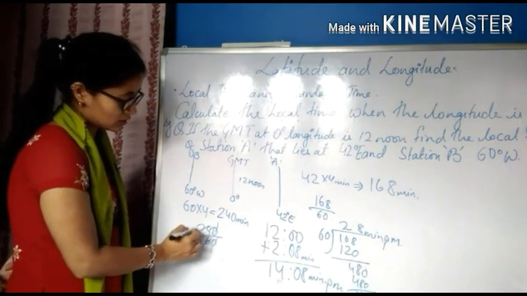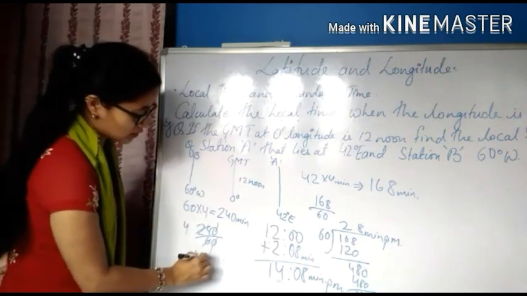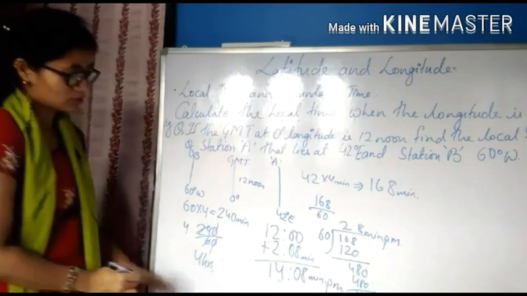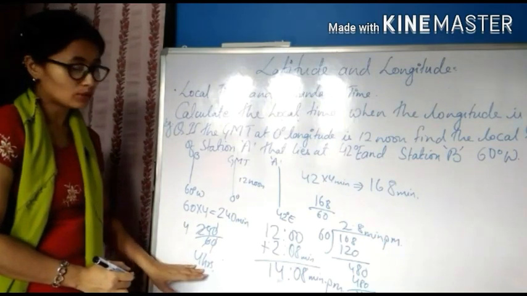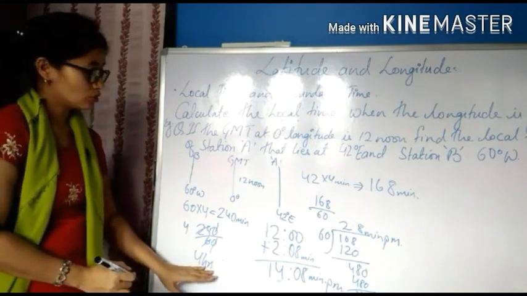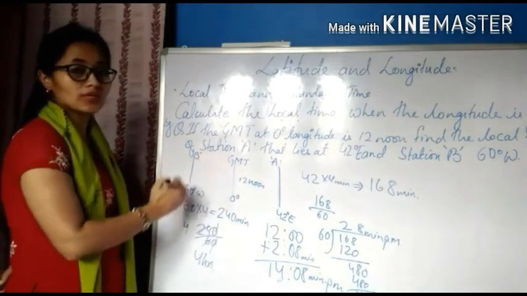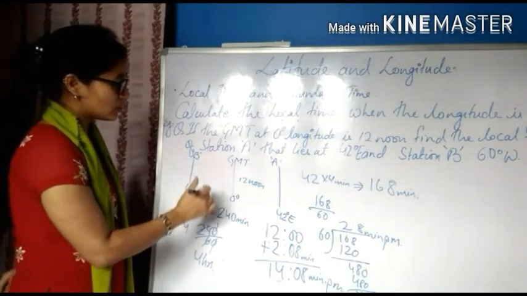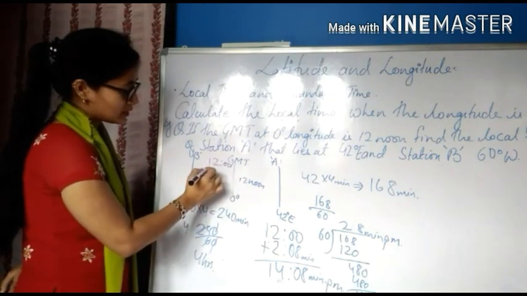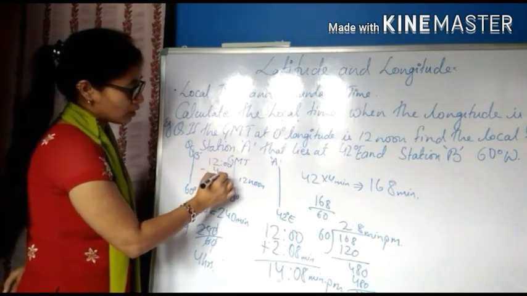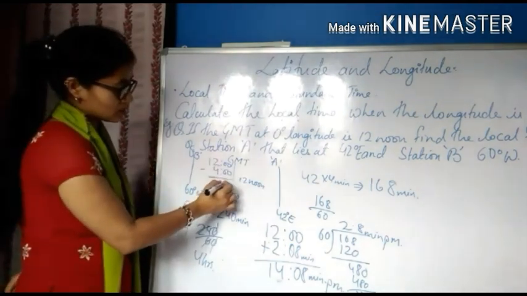0 0 cut, 6 1s are 6, 6 2s are 12, 6 3s are 18, 6 4s are 24. So what is the time difference? 4 hours. Since this station B lies in the Western Hemisphere, the time will be deducted. 12 noon minus 4 hours. So what will be the time? 08:00.